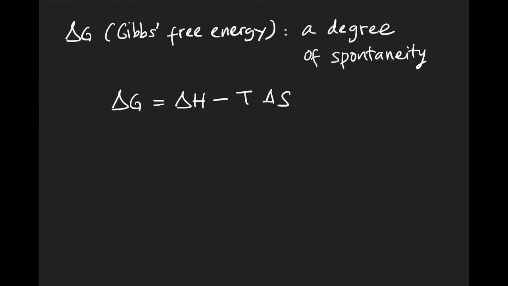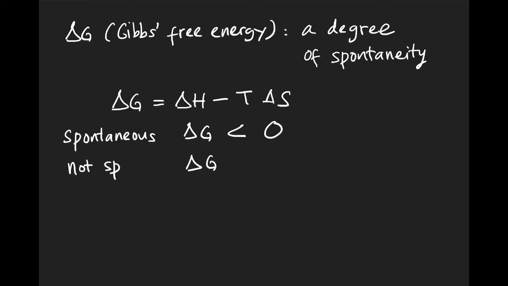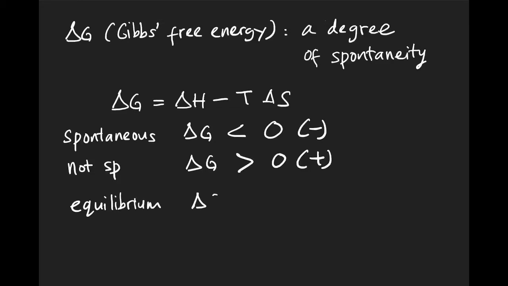and we call the process being spontaneous if the delta G is smaller than 0. We call that it's not spontaneous if the delta G is bigger than 0, or this one is minus in value, this one is positive in value, and it is in equilibrium if the delta G is equal to 0.